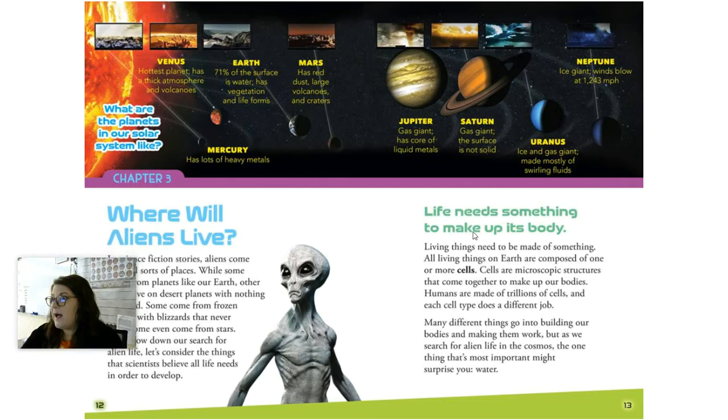And then here we have a diagram of planets in our solar system. What are the planets in our solar system like? And it talks about what they're made of.